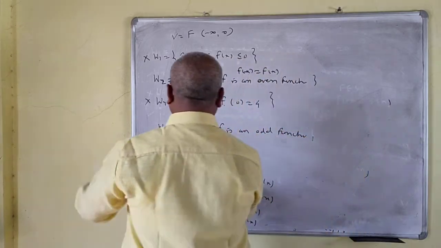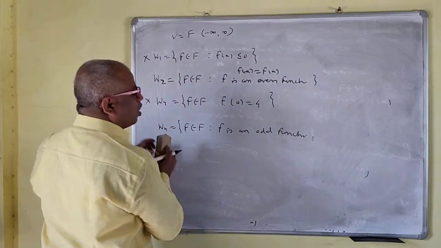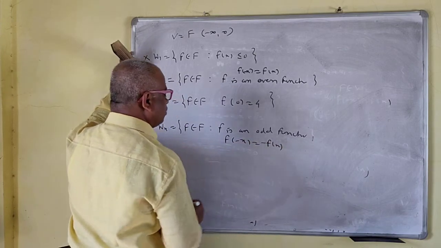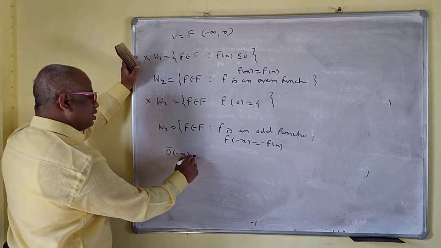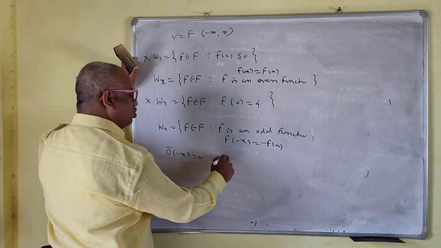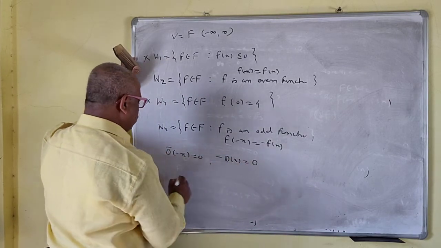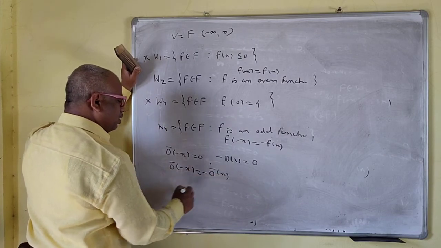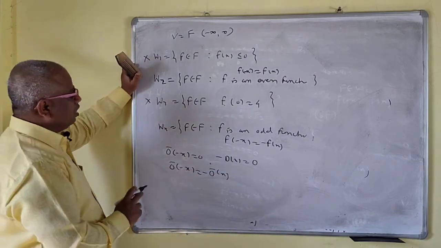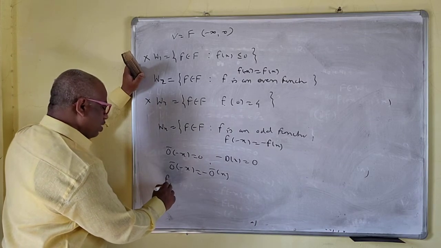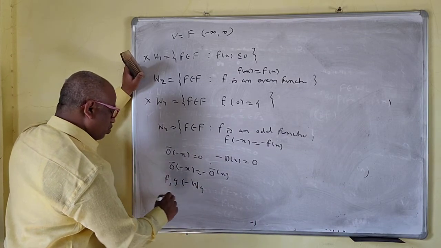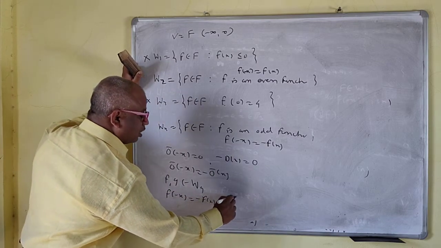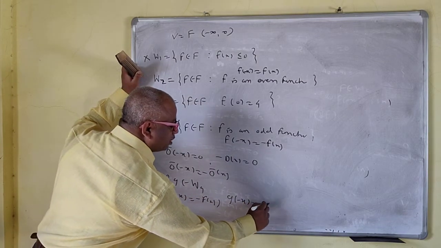Now the odd function, same thing. For an odd function, f of minus x is the same as minus f of x. Okay, now 0 bar of minus x is 0 and minus 0 bar of x is 0 also, right? So 0 bar of minus x is the same as minus 0 bar of x. So that means 0 bar is an odd function. Okay, so now suppose f and g belong to W4. So f of minus x is the same as minus f of x, and g of minus x is the same as minus g of x.